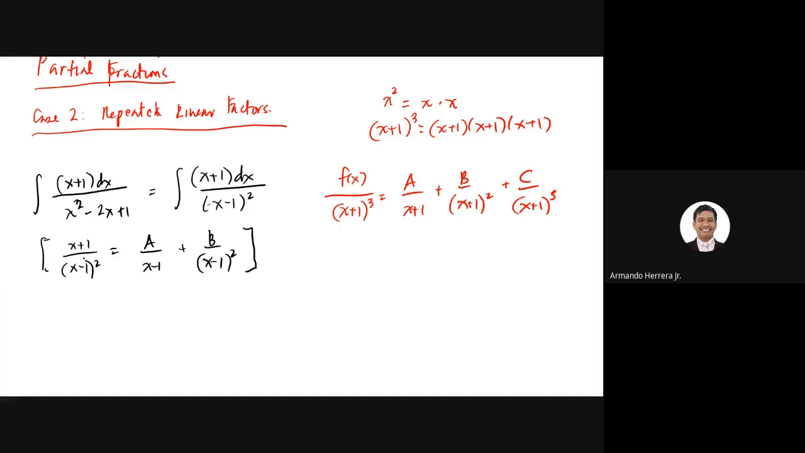So next step is to multiply this all by x minus 1 raised to the second power. So your LCD there. So this becomes x plus 1 is equal to a multiplied by x minus 1. This x minus 1 cancels out with that. May matitirang isa. And that is plus b. So we will now use equating coefficients.